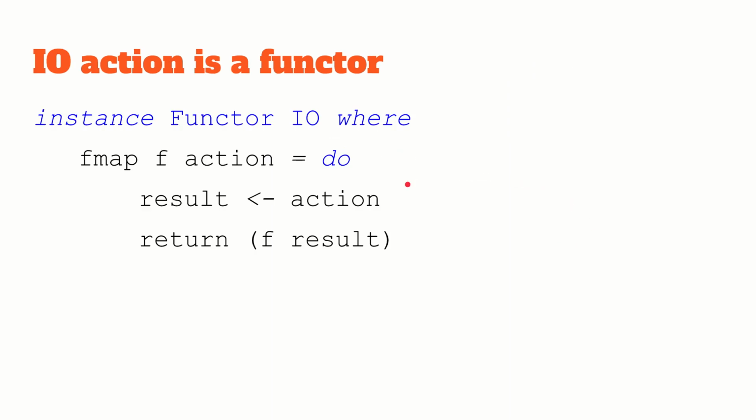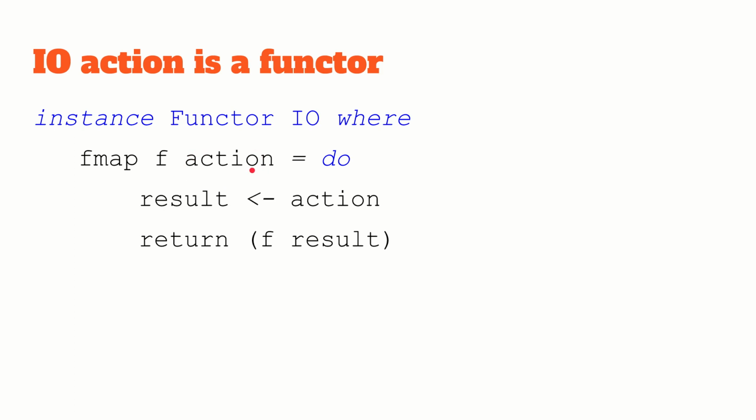So another functor, this is kind of how you start, oh yeah, that's also a functor, so I can map it. So an IO action in Haskell is also a functor. So you have instance Functor IO where. This is the implementation of a functor for an IO action. So fmap, our function, the action.